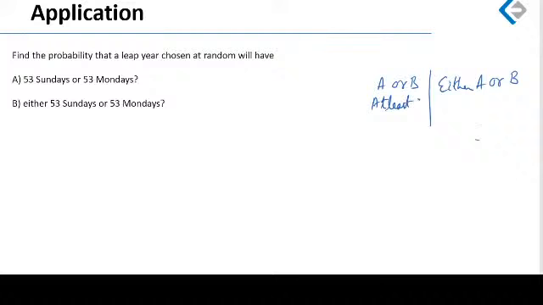A or B means at least one of the two things should happen. That is what you mean by A or B should happen, right? What do you mean by either A or B? Exactly one should happen. Say for example, if I make this matrix AB.